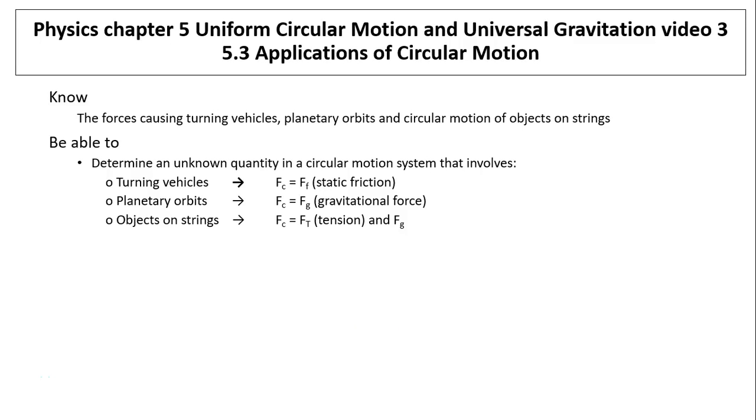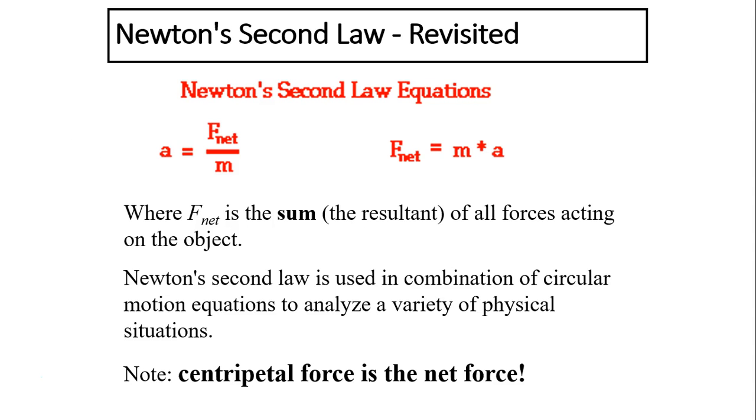This is Physics Chapter 5, Uniform Circular Motion and Universal Gravitation, Video 3. Today's topic is Application of Circular Motion. The objectives are to know the forces causing turning vehicles, planetary orbits, and circular motion of objects on a string, and to be able to determine an unknown quantity of a circular motion system that involves those three situations: turning vehicles, planetary orbits, or objects in motion on a string.